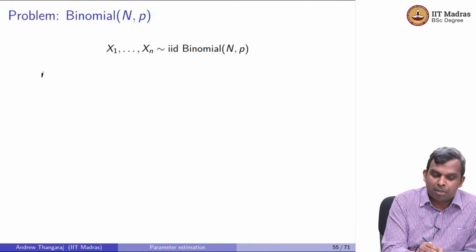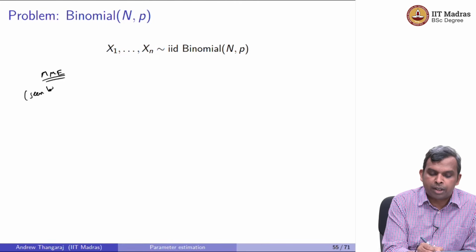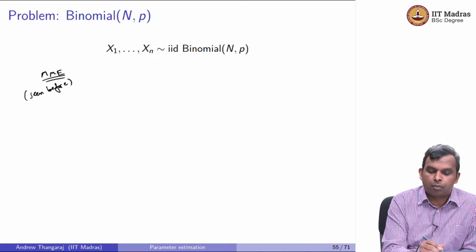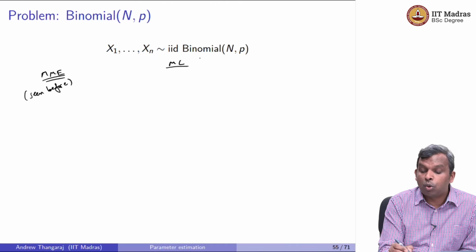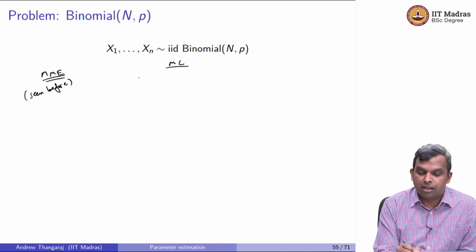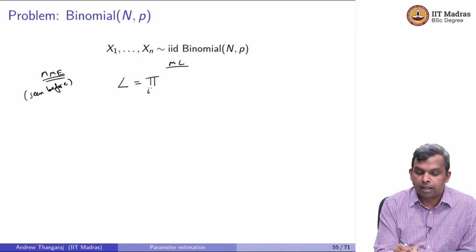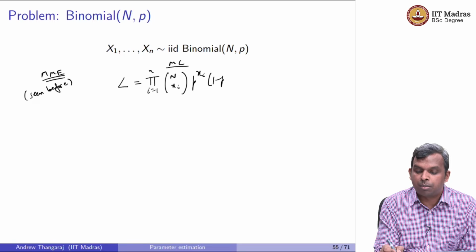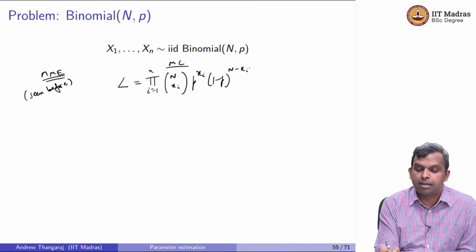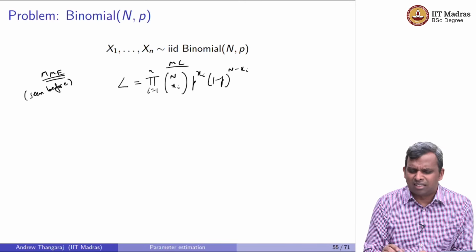So the next example is binomial(n, p). You remember the MME we've seen before, so I'm not going to redo this. You can go back and check. The ML, when you don't know both n and p, becomes a little bit more complicated. So let's just see how the likelihood is going to work. The likelihood is going to be the product over i equals 1 to n of n choose xi, p power xi, 1 minus p power n minus xi, isn't it? So this is a bit complicated.